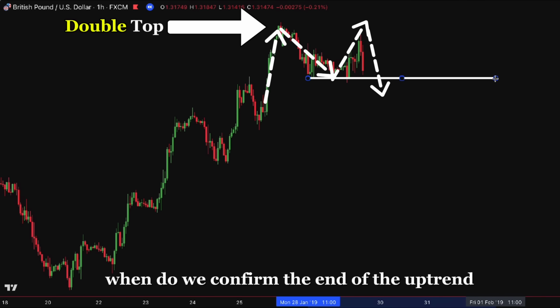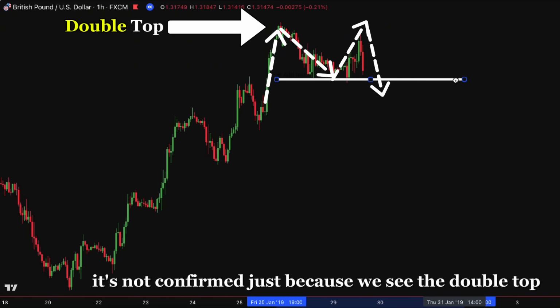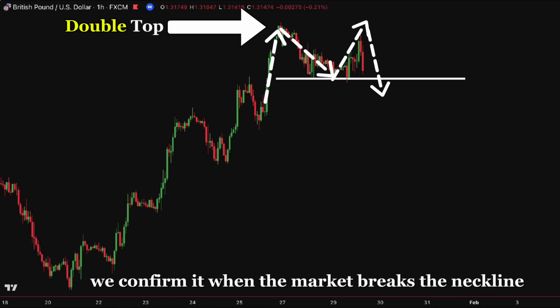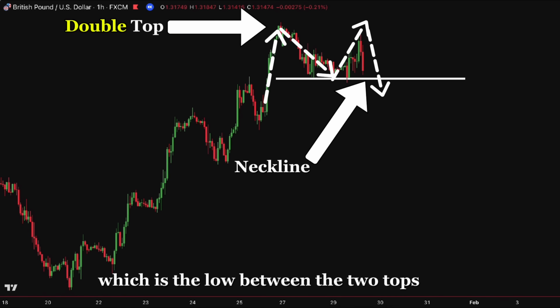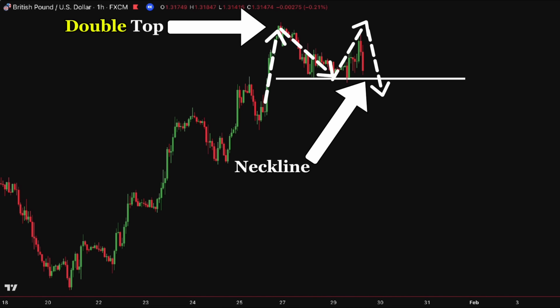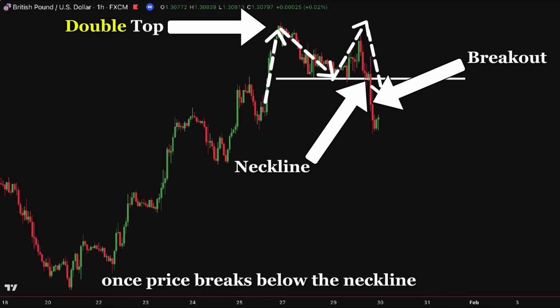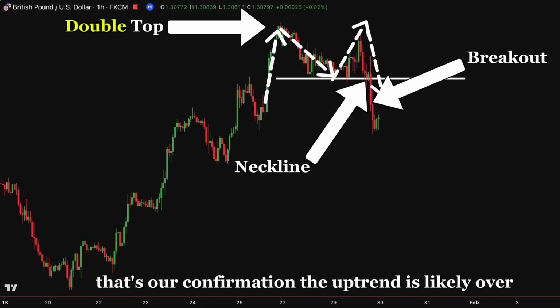When do we confirm the end of the uptrend? It's not confirmed just because we see the double top. We confirm it when the market breaks the neckline, which is the low between the two tops. Once price breaks below the neckline, that's our confirmation. The uptrend is likely over.